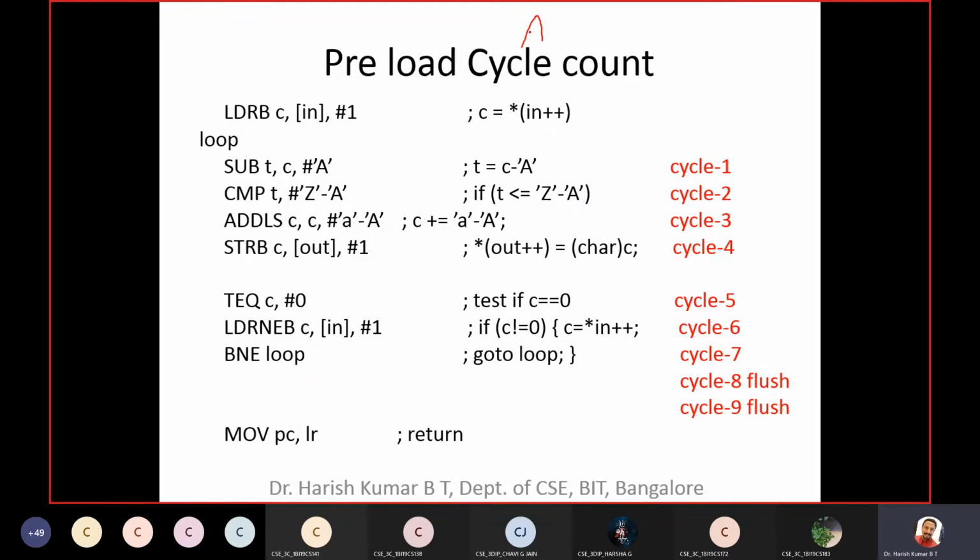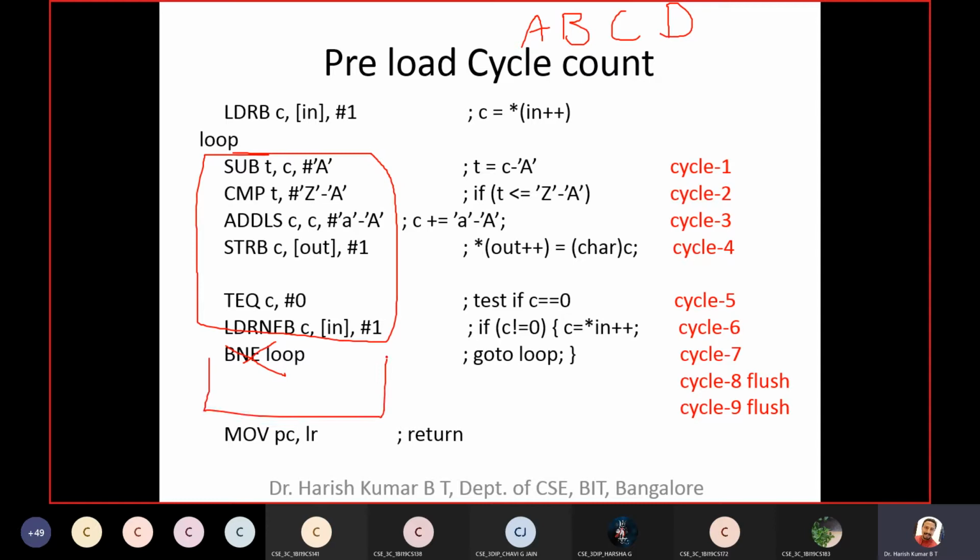So ABCD is my string. Let me unroll the loop for 2 times. What is the meaning of unrolling the loop for 2 times? See, I take this block, I copy it, and I'll avoid this. I replicate my block here, and then I write BNE.